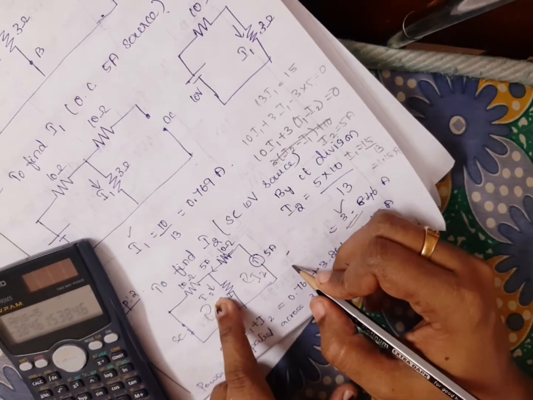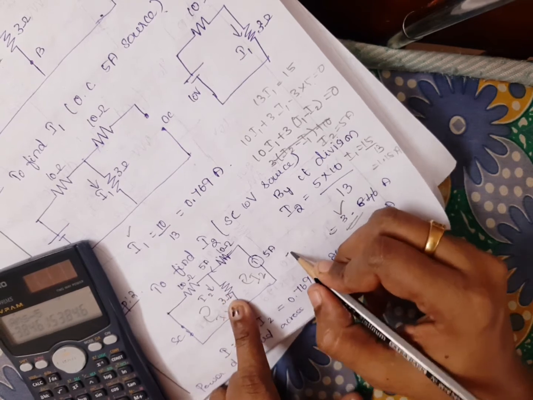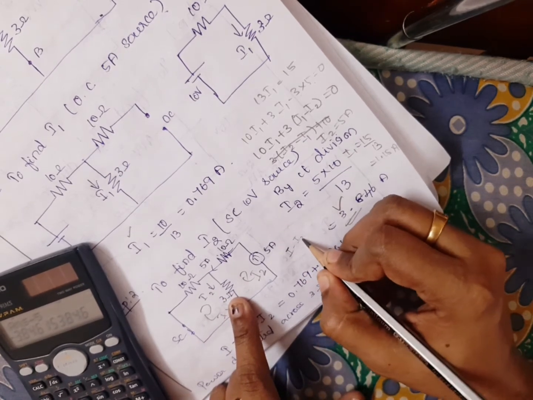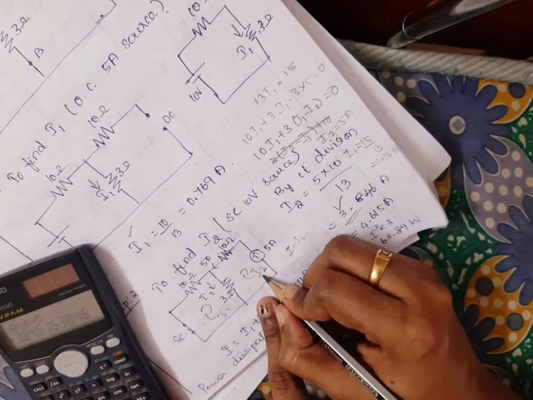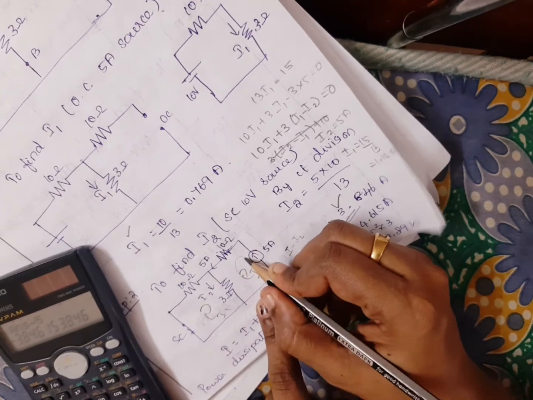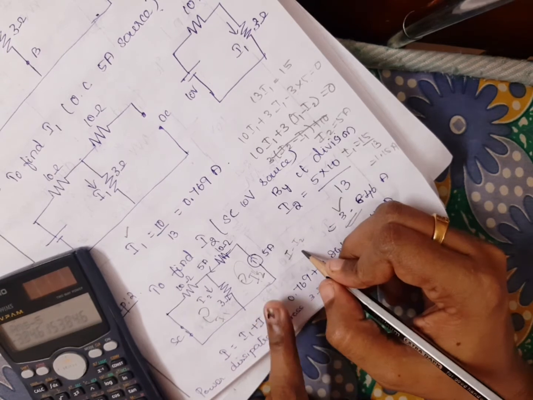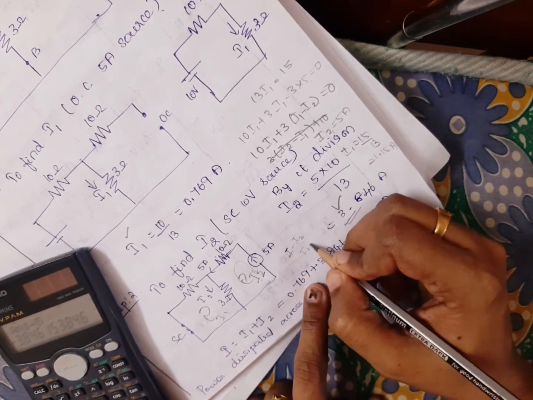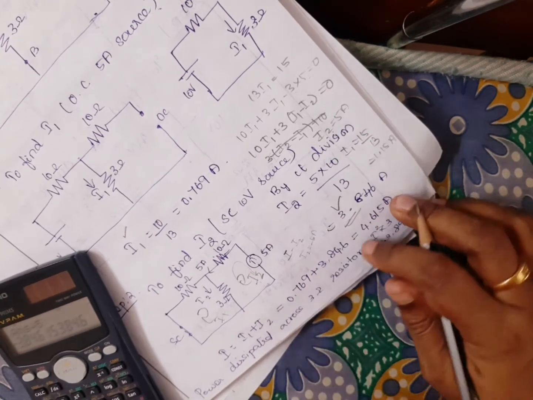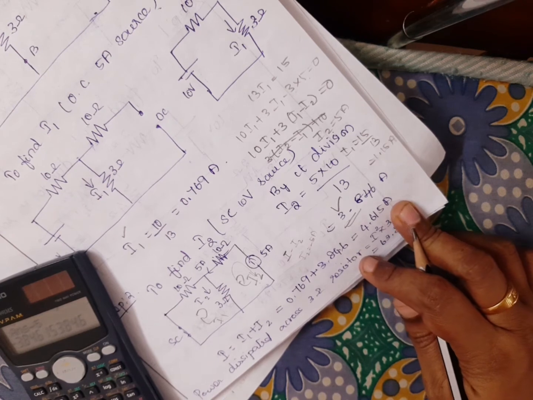See, listen, I said what is the current flowing across the 3 ohm resistor? I1 minus I2. So listen, the value of I2... the current flowing upward. So the value of I2 is minus 5 ampere. Okay, the value of I2 is minus 5 ampere.